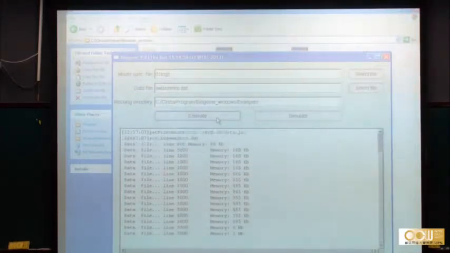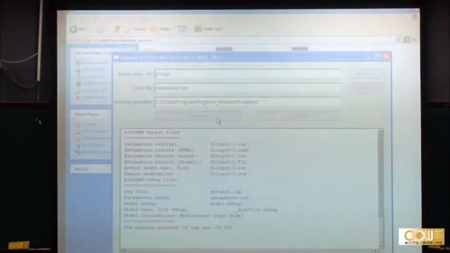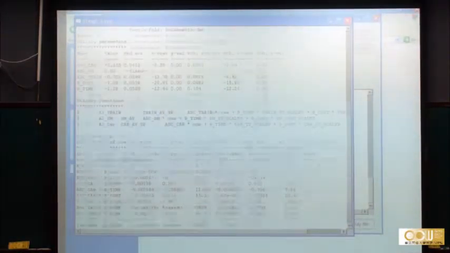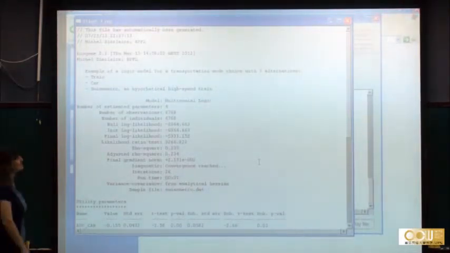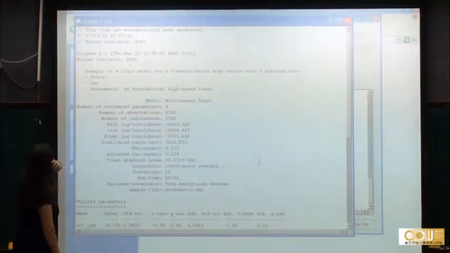It is reading the data, estimating the models, and probably it has results which are displayed in a file. So this is what you finally see: results out of one of these estimated models. This is usually what you get.